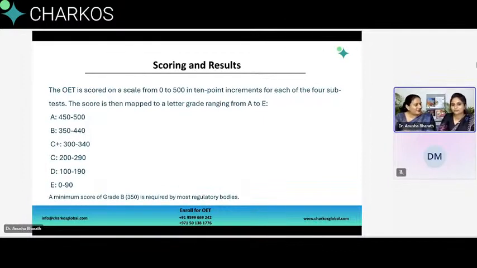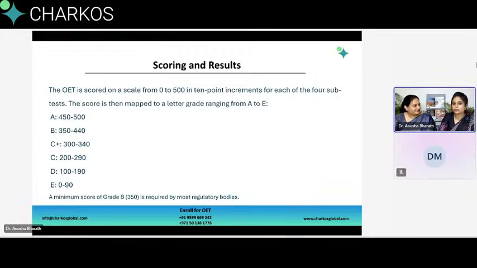Could you please throw some light on the scoring and results? Sure. OET is scored on a scale from 0 to 500. And as you can see, it is graded from A to E. E is the lowest grade and A is the highest. If you score between 450 to 500, then that is an A. But you should know that a minimum grade of B, that is 350 and above, is required by most regulatory bodies.